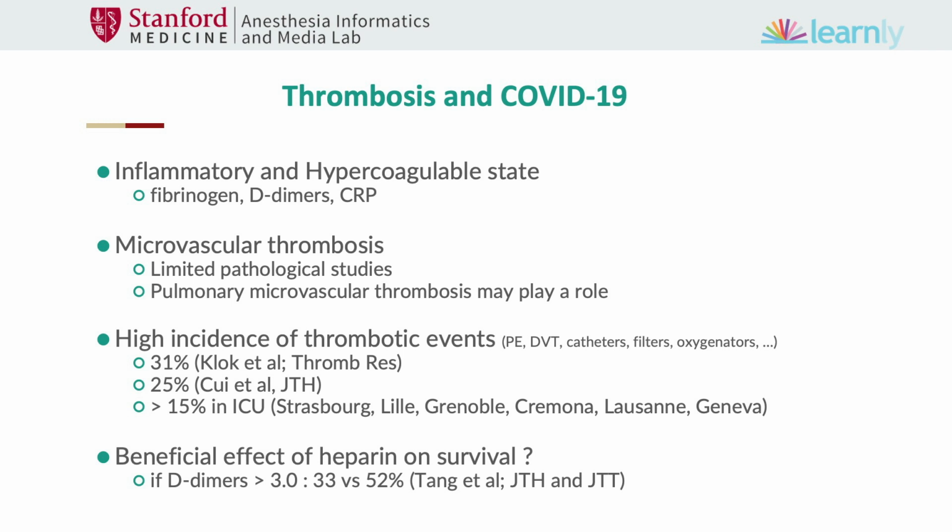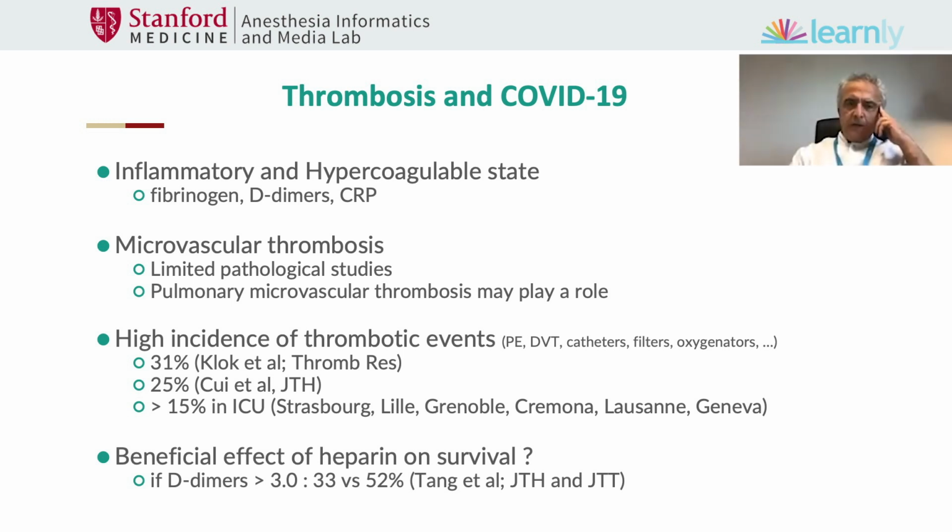And I will talk about thrombosis and COVID-19. Why do we talk about that? Because there is some evidence and observations that those patients have a severe inflammatory state and a severe hypercoagulable state, as illustrated by high levels of fibrinogen, D-dimers, and CRP, which are also bad prognosis parameters. There has been a pathological study showing pulmonary microvascular thrombosis that may play a role in the ARDS patient.